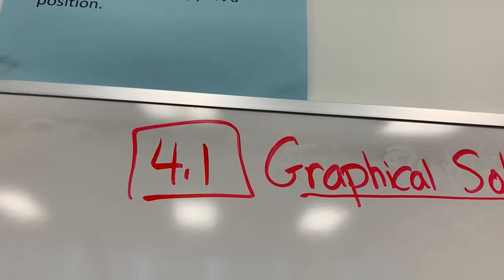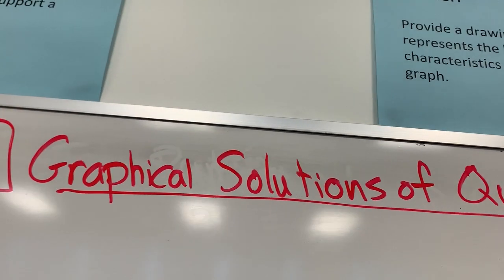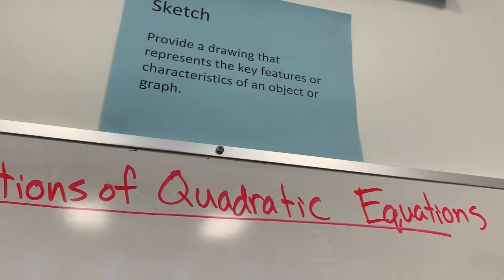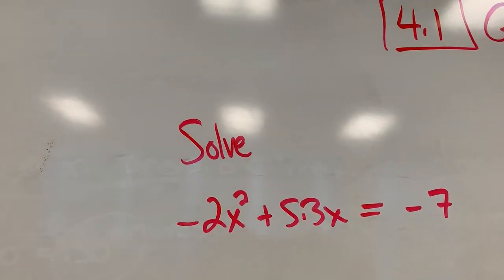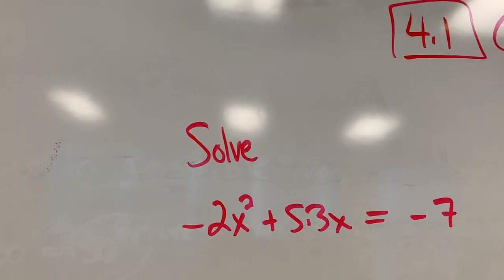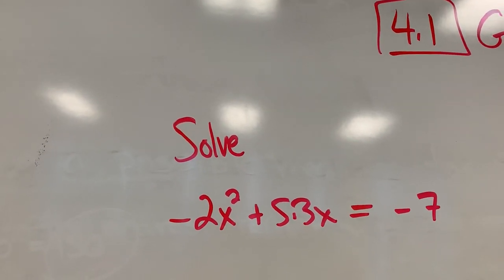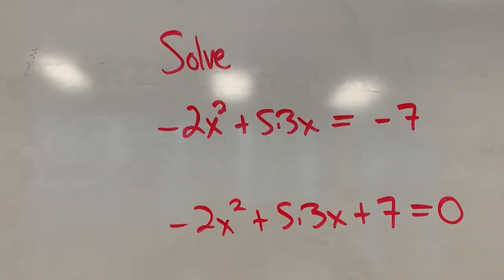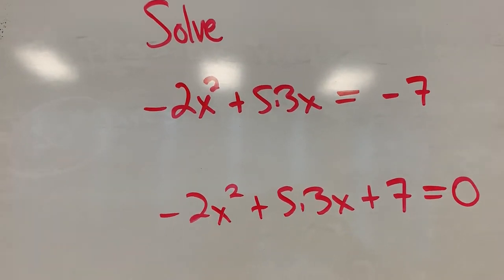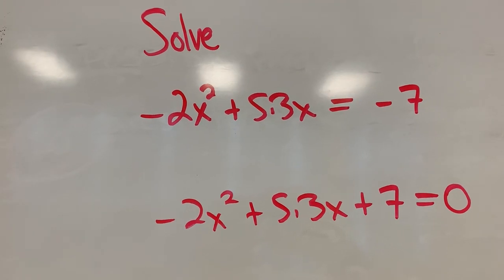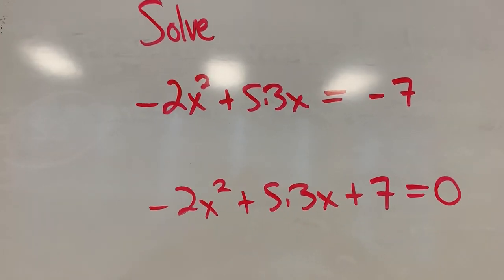Math 20s, this is a quick video out of lesson 4.1, graphical solutions of quadratic equations. And so we're asked to solve this equation. Now it's not exactly in the usual format. Normally we would have it so it's already equal to 0. So I'm just going to add 7 to both sides so that it looks like an ax squared plus bx plus c equals 0 type of equation.